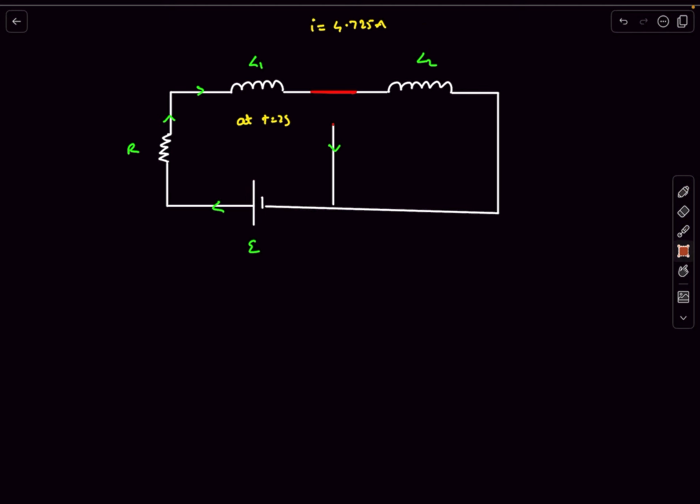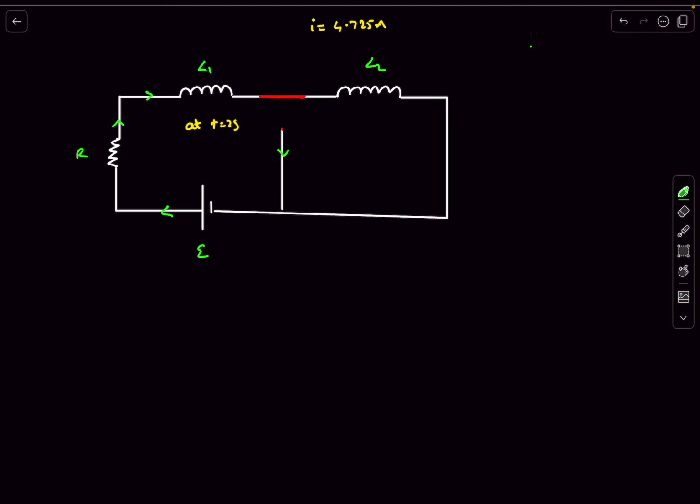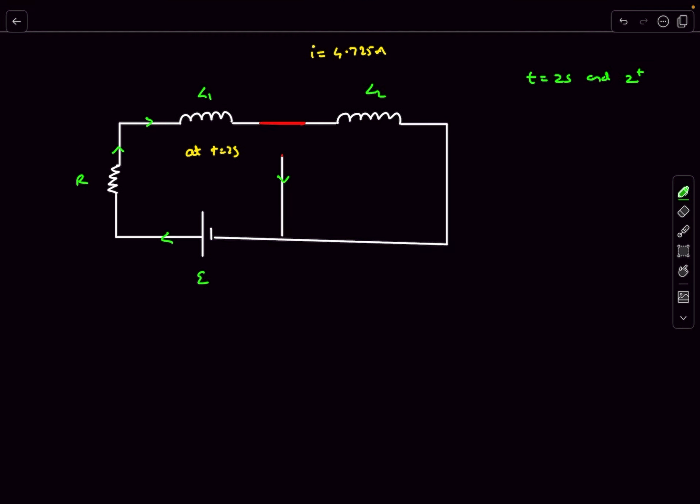And let's try to understand why that is. And again guys, we are talking about the time just after the switch is closed. So at time t equal to 2 seconds and 2 plus. Okay, 2 plus is just after the switch is closed, and let's say the current flowing in the circuit at t equal to 2 plus is going to be I. So let's name this current as I star for now. I star is the initial current in the L1 inductor.